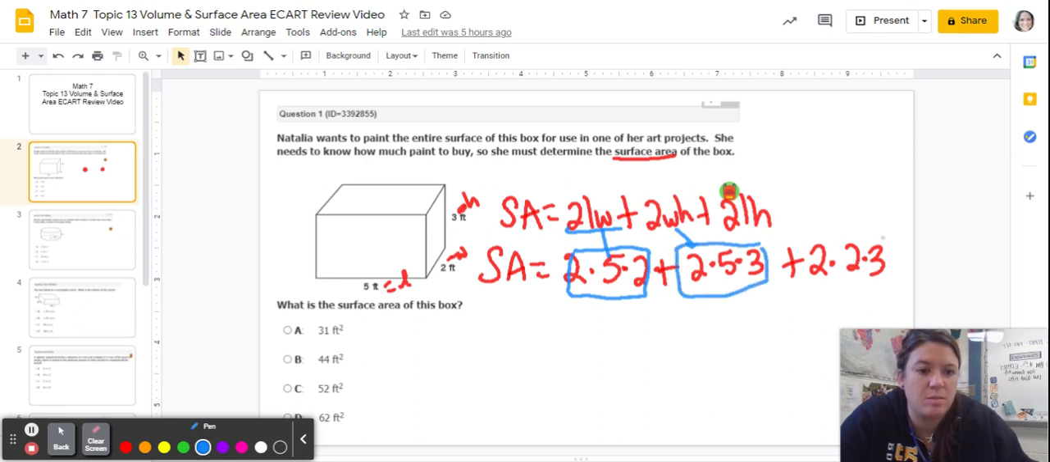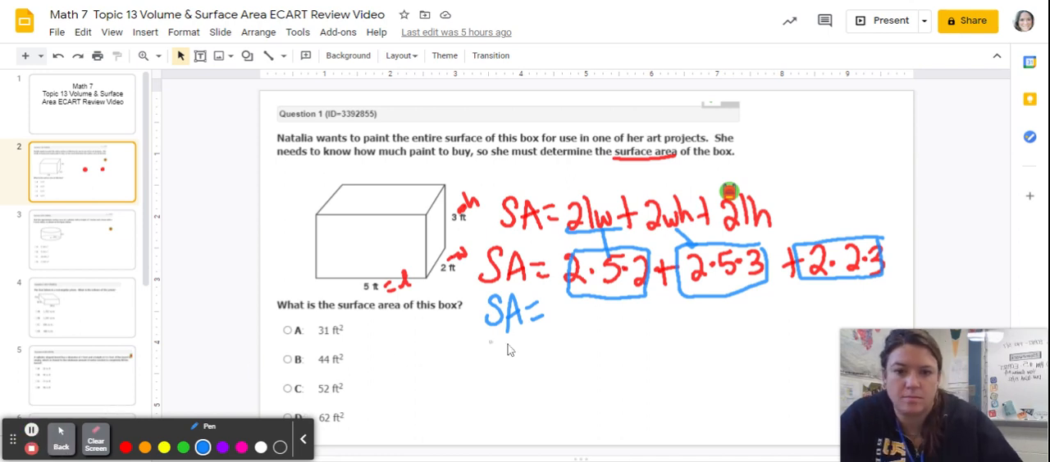So that's how I use the formula. And then I just plug in the numbers that are in the problem. And then I use Desmos to do the work. All right, so plug that into Desmos, see what you get. All right, guys, should have gotten 62 square feet.